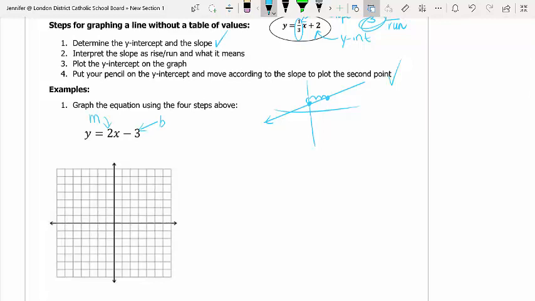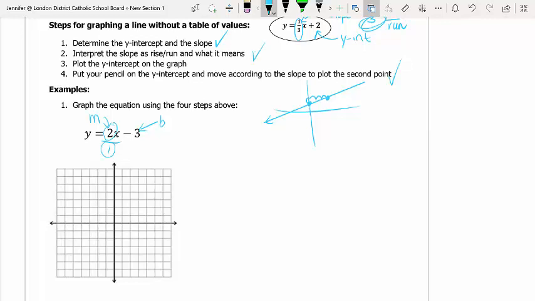Step 1 done. Step 2, interpret the slope and what it means. The slope is just a 2. That's hard to tell what the rise or the run is, because usually we're used to a fraction. So we can turn the slope into a fraction by dividing by 1. Adding that divide by 1 doesn't change the value, because 2 divided by 1 is still just 2. But now we have a rise number and a run number. The rise is 2 and the run is 1.